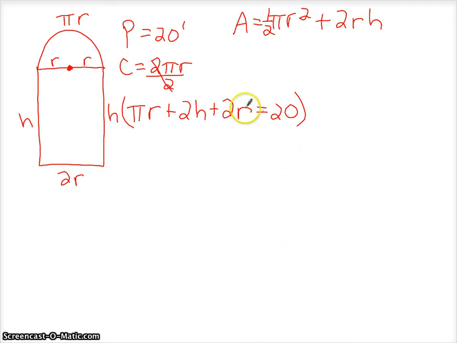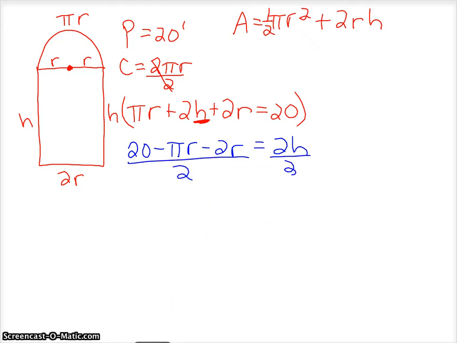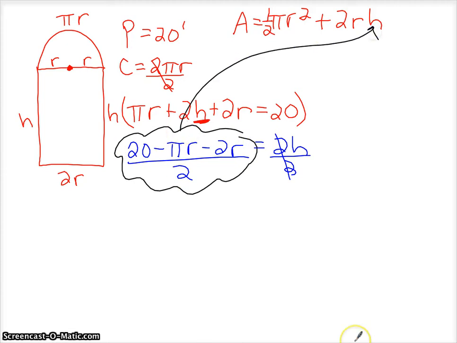So the first thing I got to do is go back to this original equation with the perimeter and solve it for the letter h. So I am going to move the 2r and the pi r to the other side. So I would get 20 minus pi r minus 2r equals 2h. And then I'm going to divide by 2 to get rid of the 2. So now I have h is equal to 20 minus pi r minus 2r all over 2. So now I need to substitute this whole thing in for h.